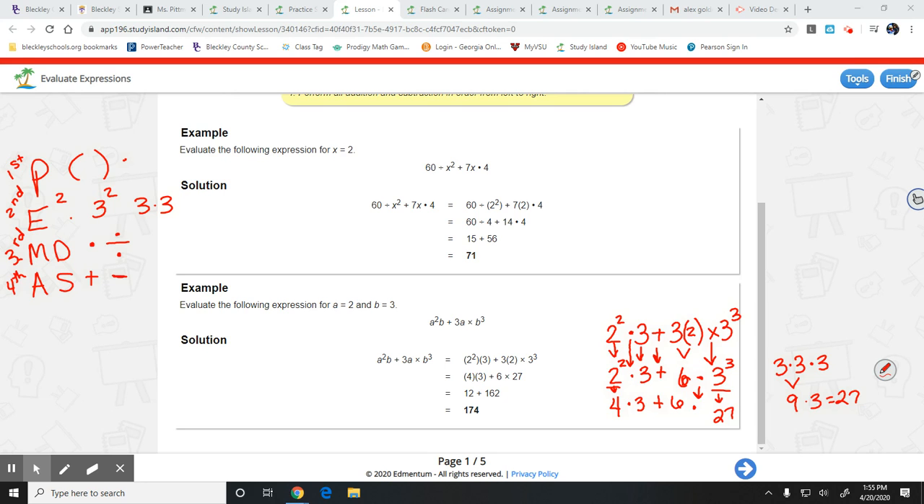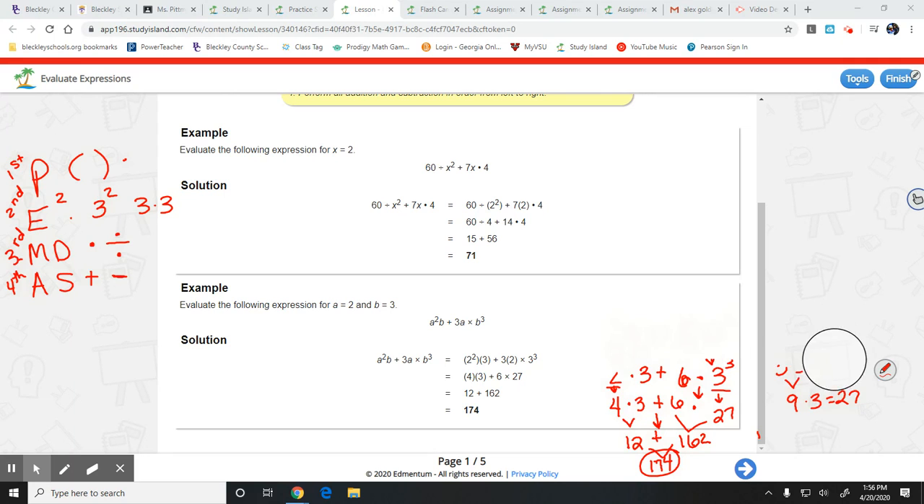Okay? Now my next step is multiplication and division. We don't have any division. So we're going to work from left to right. So 4 times 3 is 12. 6 times 27 is going to be 162. And bring down our addition sign. Okay? And then when we add those together, 12 plus 162, my apologies, we get 174. Okay, so we have to follow these steps.